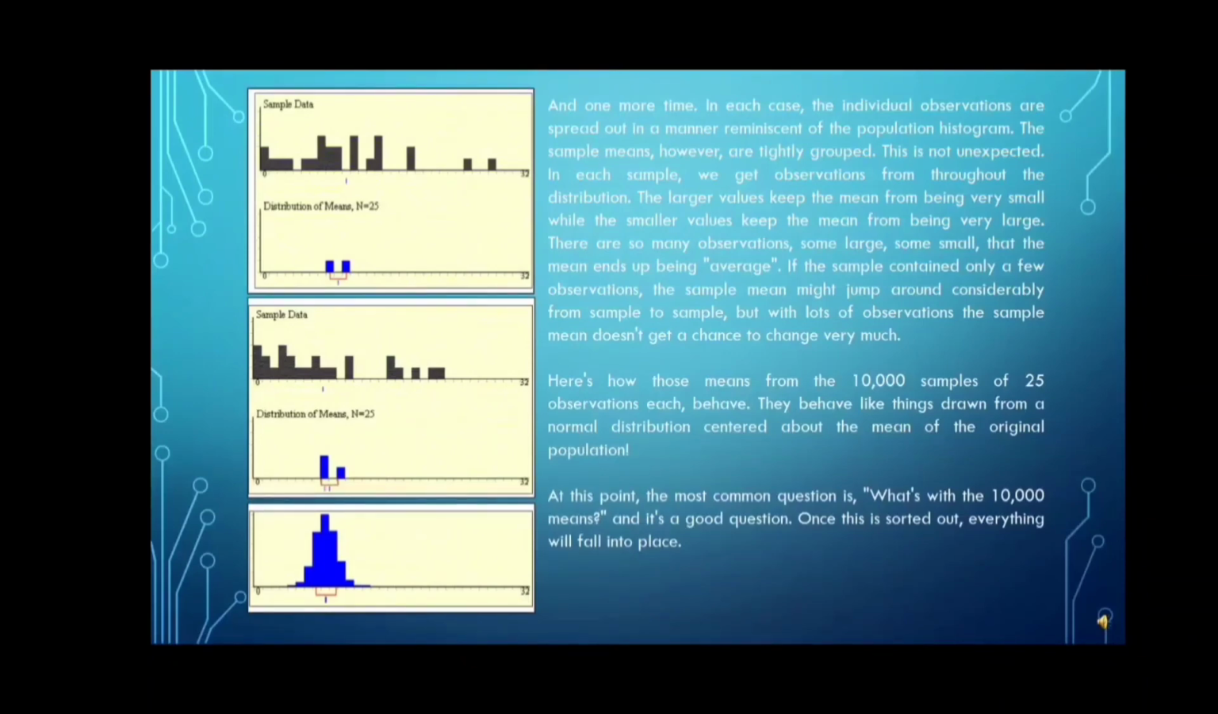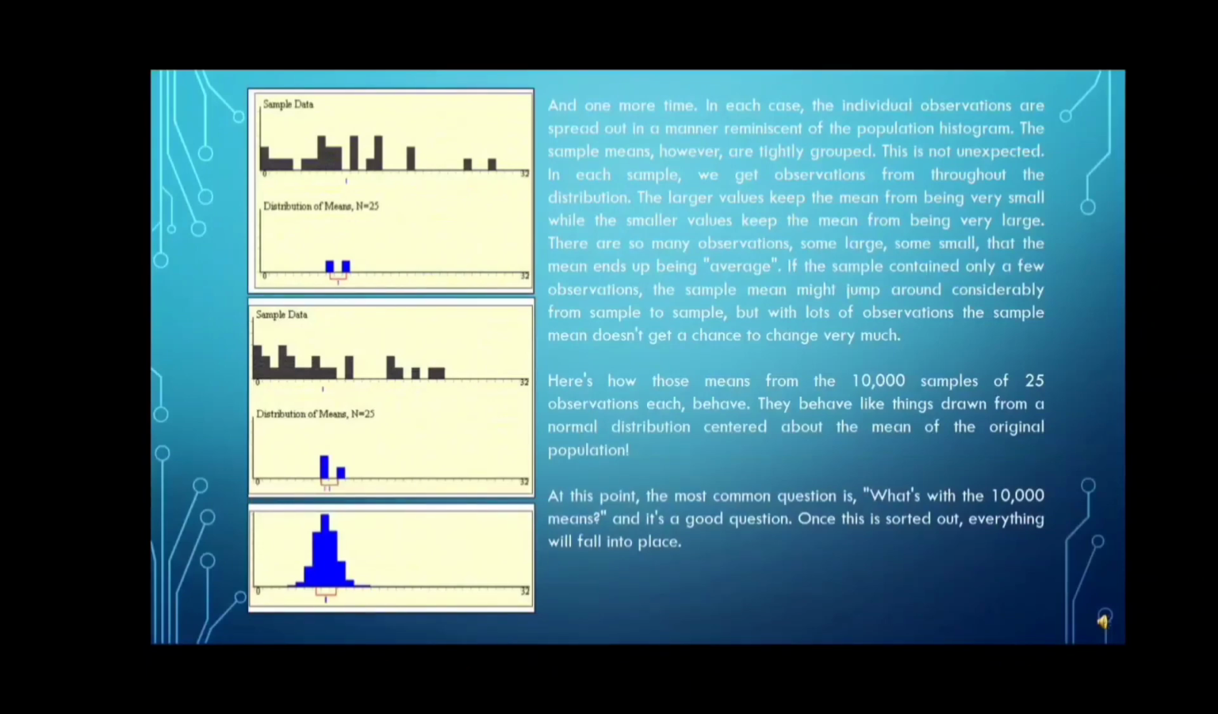And one more time, in each case, individual observations are spread out in a manner reminiscent of the population histogram. Sample means, however, are tightly grouped. This is not unexpected. In each sample, we get observations from throughout the distribution. The larger values keep the mean from being very small, while the smaller values keep the mean from being very large. There are so many observations, from large to small, that the mean ends up being average. If the sample contains only a few observations, the sample mean might jump around considerably from sample to sample, but with lots of observations, the sample mean doesn't get a chance to change very much.